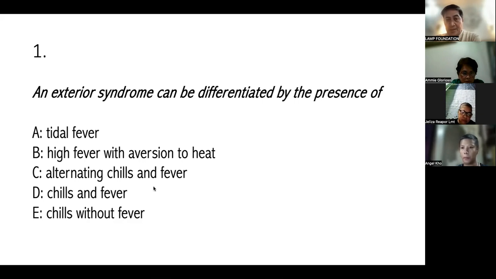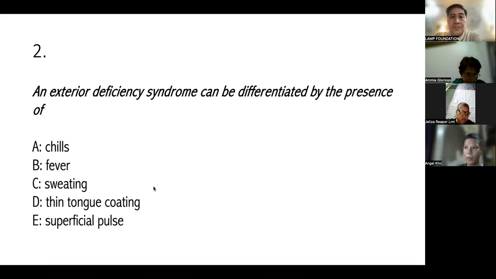Is everybody clear? Yes. Okay. May chills and fever. Depende kung anong klase, 'di ba? Oo. So kung cold ba or heat. Good. Number 2. Number 2 po, an exterior deficiency syndrome can be differentiated by presence of letter C po, sweating po. Kasi yung exterior deficiency po yung sweating. Yung iba po kasi exterior excess po.